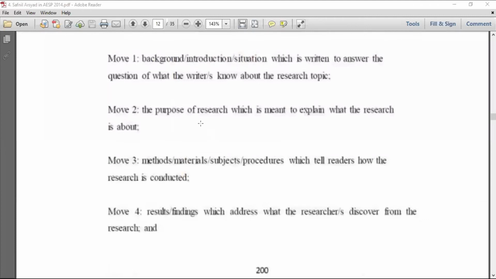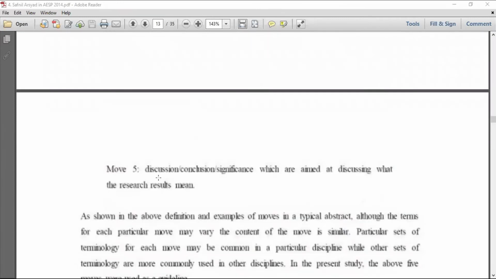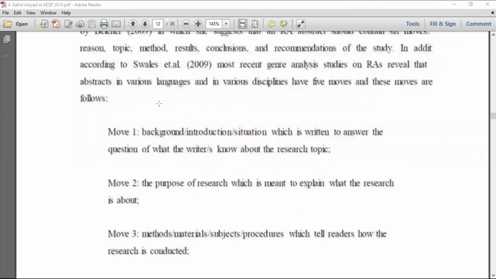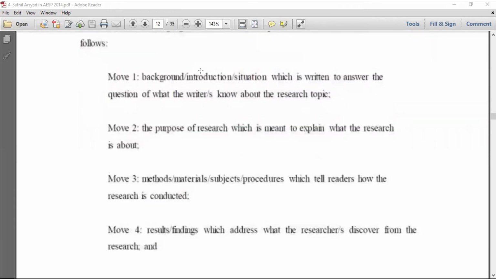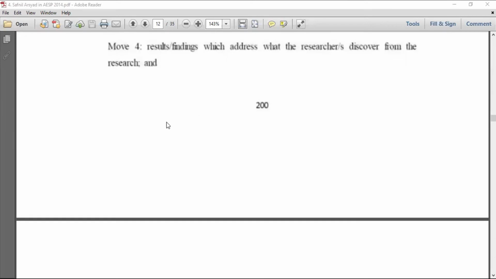This is move one, background, introduction, or situation, which is written to answer the question of what the writers know about the research topic. Move two, the purpose. Move three, the method. Move four, the results. And then move five, the discussion. So this is the model, from Swales, 2009. I have to show the model first and the description or communicative purpose of each move.